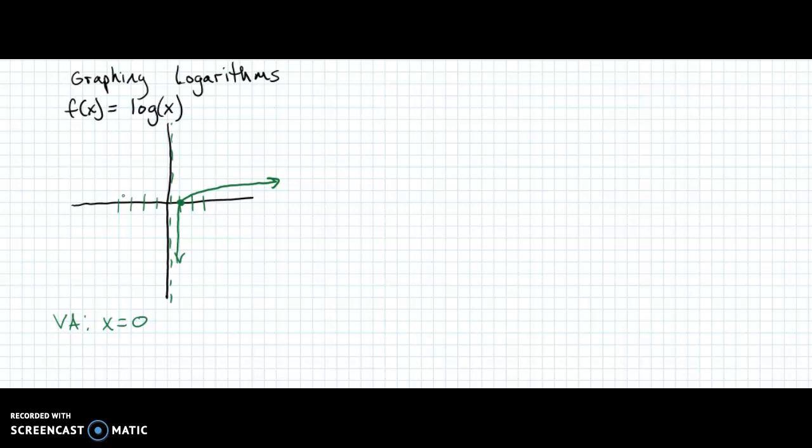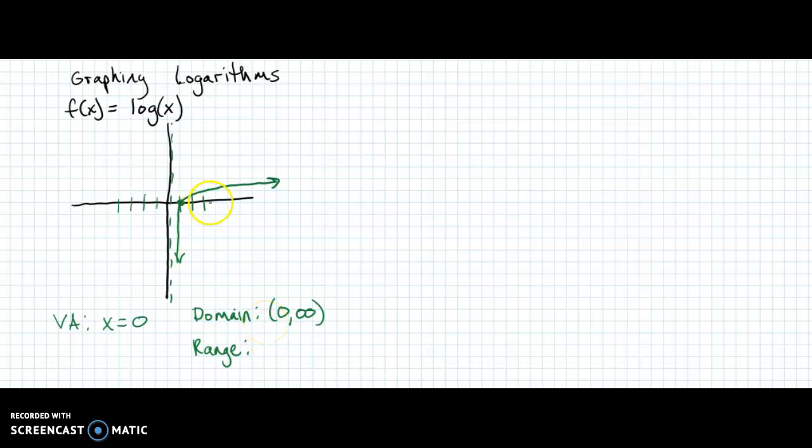The domain of the graph will always have the vertical asymptote as part of it. The domain, in this case, goes from 0 to infinity. The furthest left, it goes to 0. It doesn't actually touch 0, so we use a parenthesis. The furthest right is infinity. And the range goes from negative infinity to infinity.